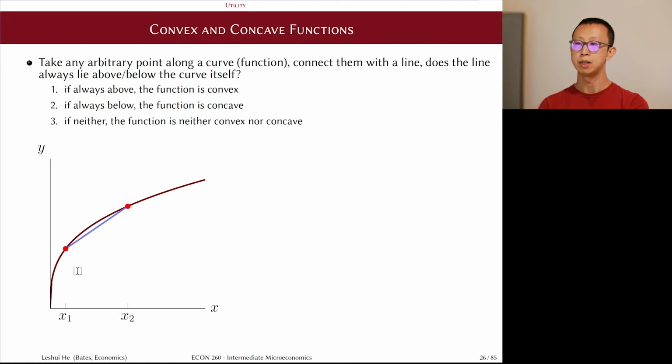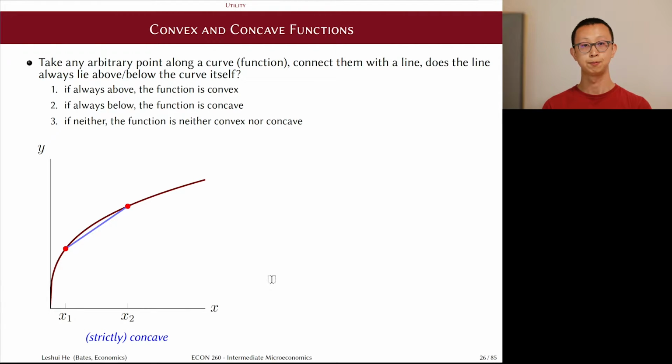If you think about this curve, it doesn't matter how you choose the starting point and the end point of a segment. After connecting them, the segment is always going to lie below this curve itself, regardless of how you make the choice. If the function passes this particular test, we will say the function is concave. And in particular, if the segment always lies strictly below the curve itself, we're going to say the function is strictly concave. And if the segment sometimes lies on the curve itself and sometimes below, we're going to call it weakly concave.